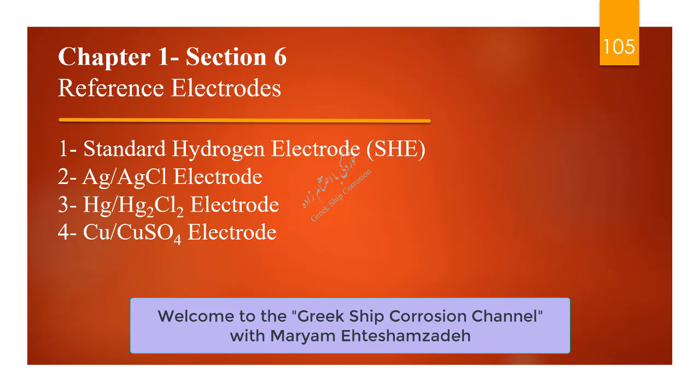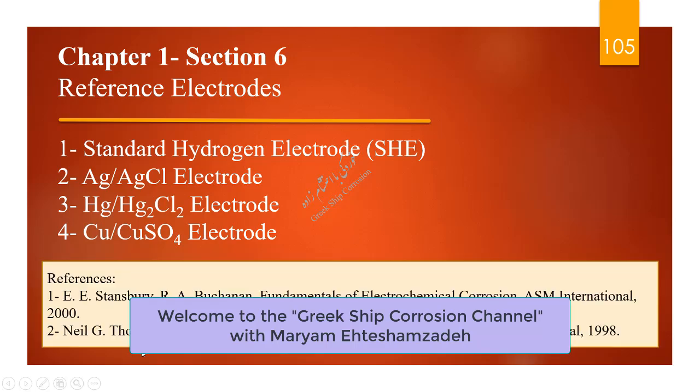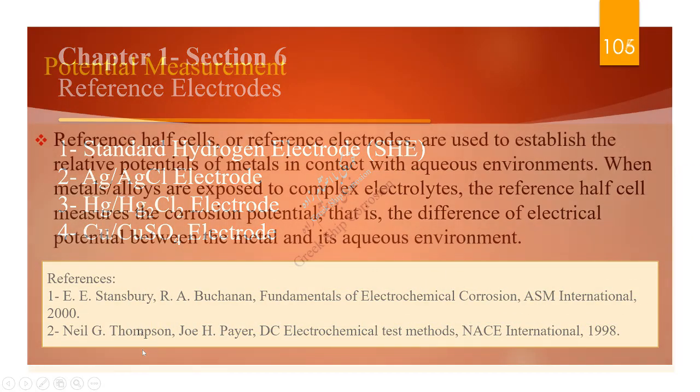Chapter 1, Section 6. Reference electrodes. Number 1. Standard hydrogen electrode or SHE. Number 2. Silver chloride electrode. Number 3. Mercury chloride electrode. Number 4. Copper sulfate electrode. The references are shown here.